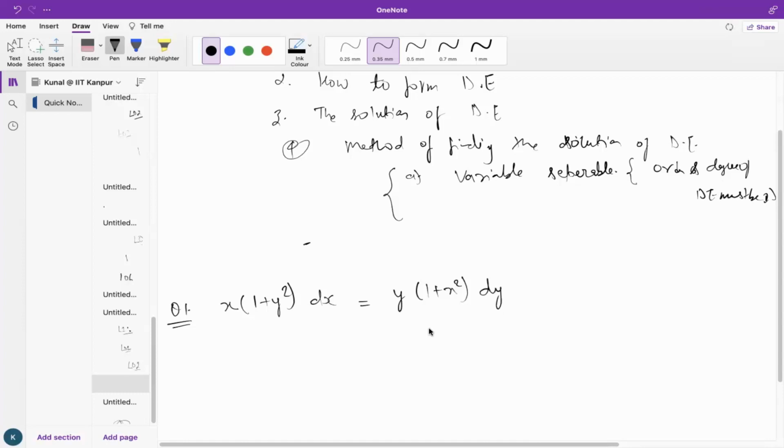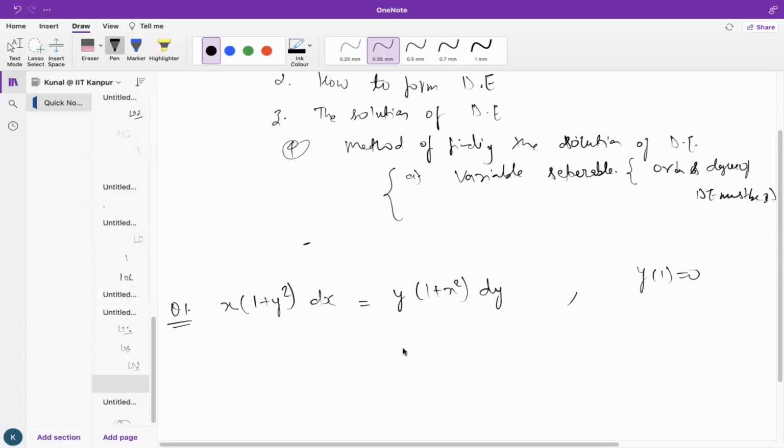One more thing is given here: y(1) is equal to 0. This is given, so you have to find the particular solution, because the constant value we can determine. First you have to find the order and the degree of the differential equation. It's clearly written from here.